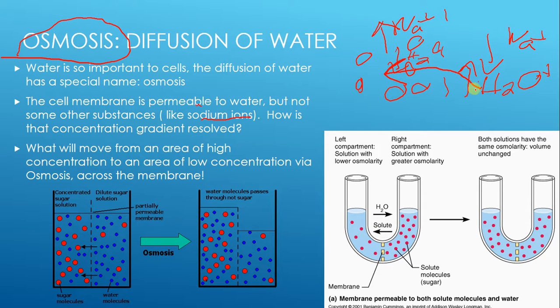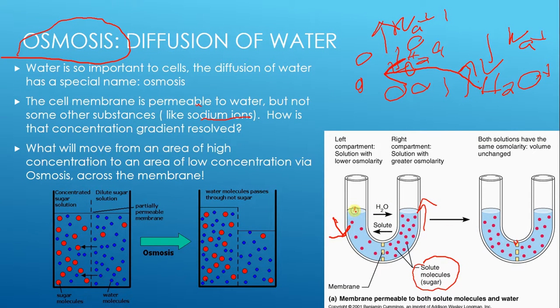Out of the cell. So, for example, if I had a semi-permeable membrane that did not allow sugar to pass through, we have a high concentration on this side, low concentration on this side. What could happen is sugar goes through the membrane. But what if sugar can't go through the membrane? You know what's going to happen instead?